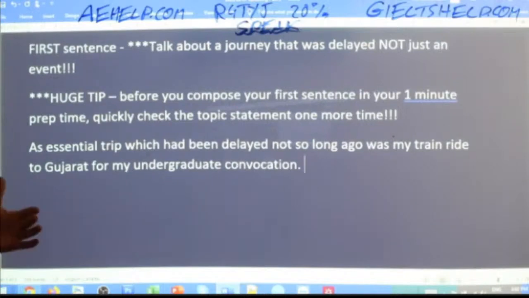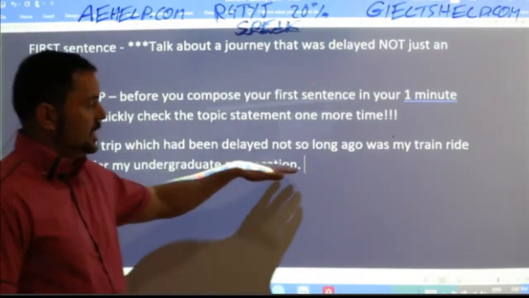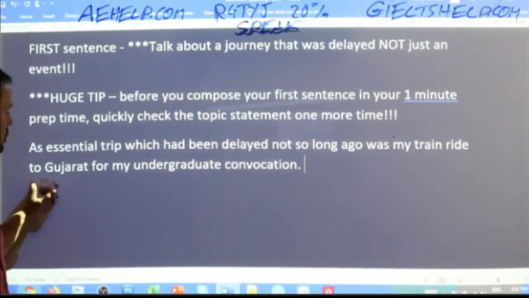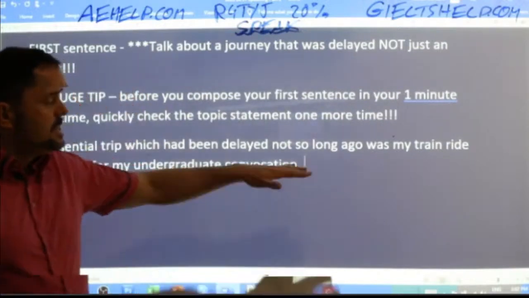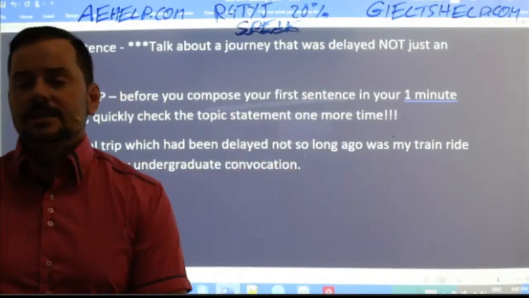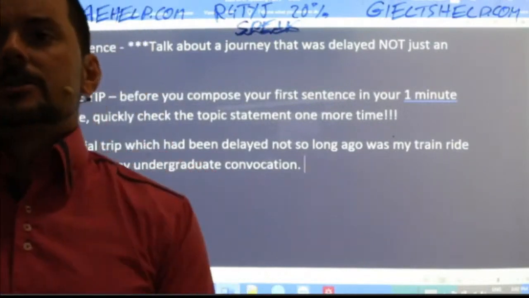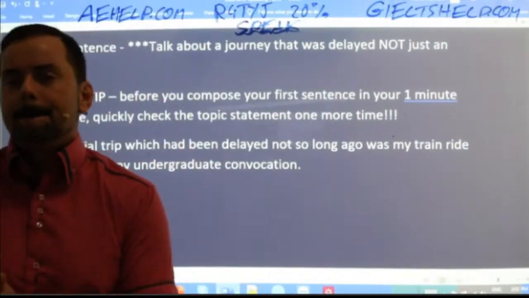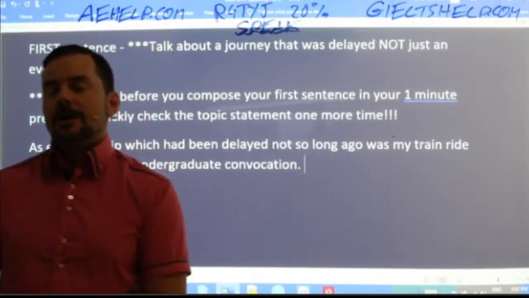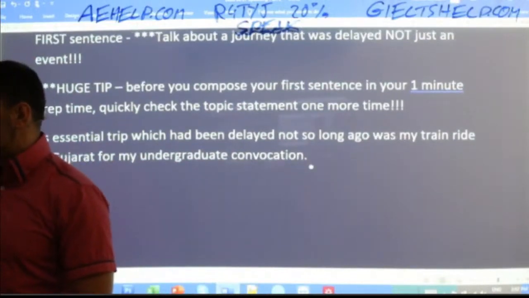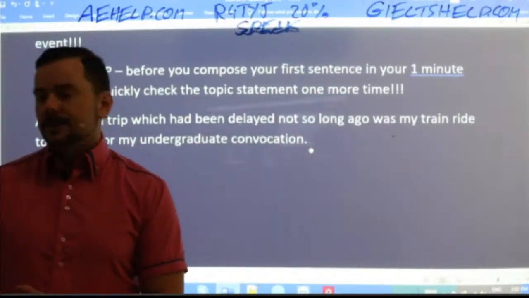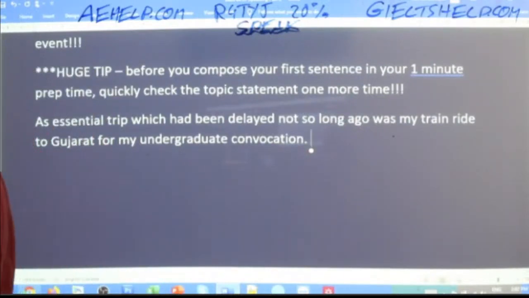And let's start plugging in. So give me the next sentence. Next sentence has to do with time. So an essential trip which had been delayed not so long ago was my train ride to Gujarat for my undergraduate convocation. Okay, next sentence, time. Okay, so give me the time here. Fantastic. So everybody's on par. Yeah, that can really save you. Okay, I'm still getting a fair bit of situations where students miss the mark on these part twos. So the time. Okay, I'm going to write it. Let's see what you come up with.